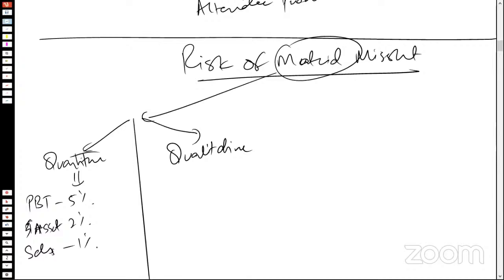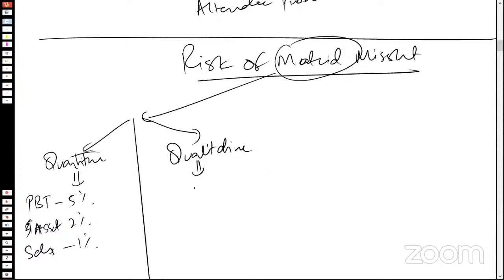Generally speaking, this is what materiality is. This is generally how we establish the materiality. Now, the second aspect of this is that there are also qualitative aspects of materiality. What are these qualitative aspects of materiality?